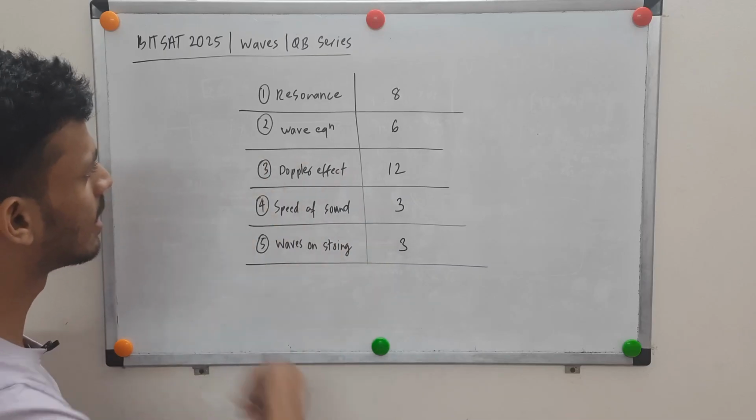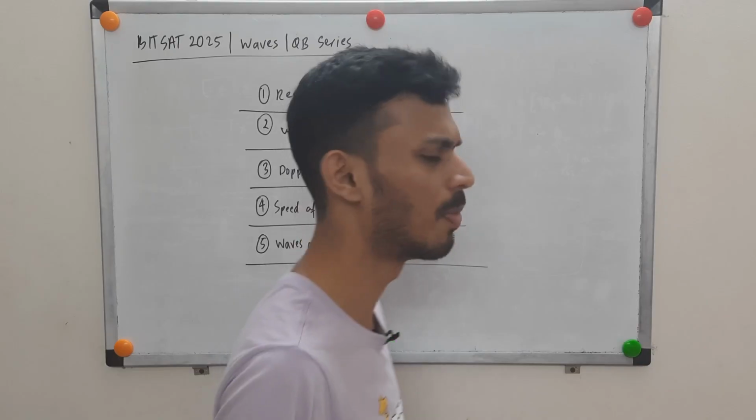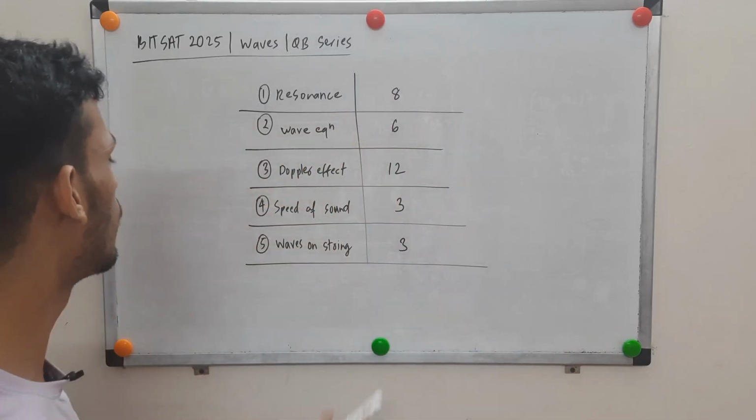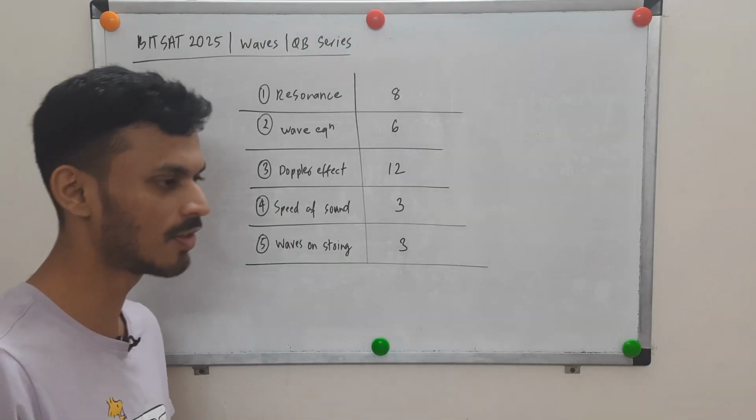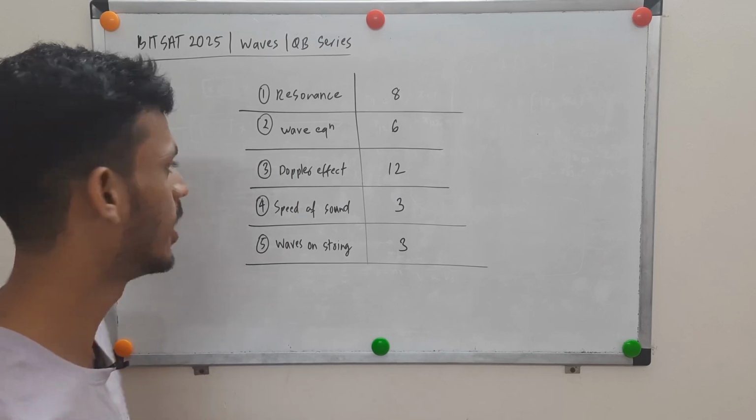So let's discuss the previous year question trends. 8 questions from resonance. So basically questions based on open and closed pipe will be coming in those type of questions. Then questions based on wave equation. So the equation of a wave is given, maybe finding the phase velocity and so on.